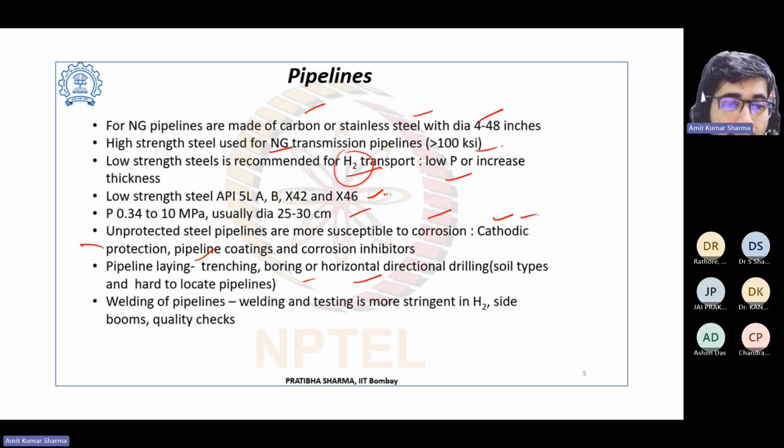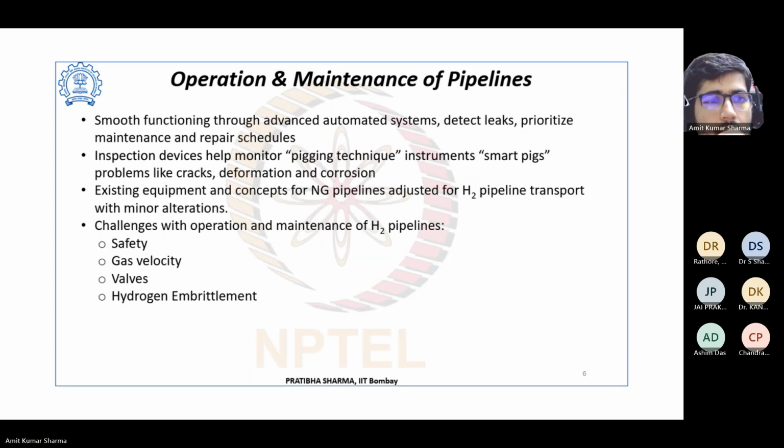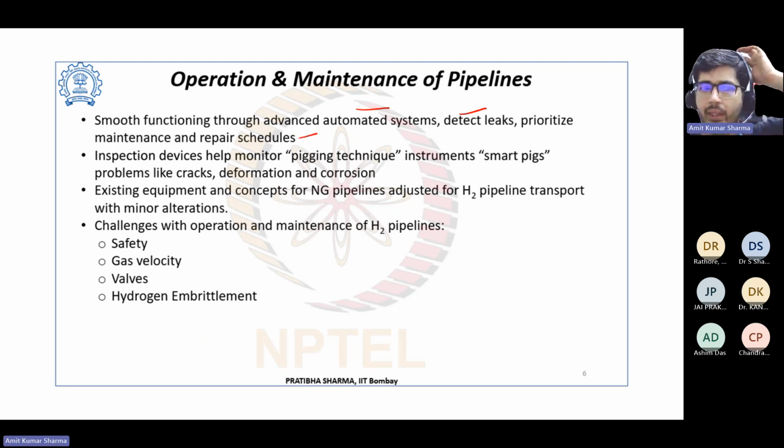Welding of pipeline is very crucial. Your joint should be seamless. Welding and testing is more stringent in hydrogen, and quality checks are important. Operation and maintenance is very important: smooth functioning through advanced automated systems, detecting leaks, and prioritizing maintenance and repair schedules. Inspection devices help monitor using pigging techniques, instruments, and smart pigs. Smart pigs will generate a report so you can find cracks, deformation and corrosion.